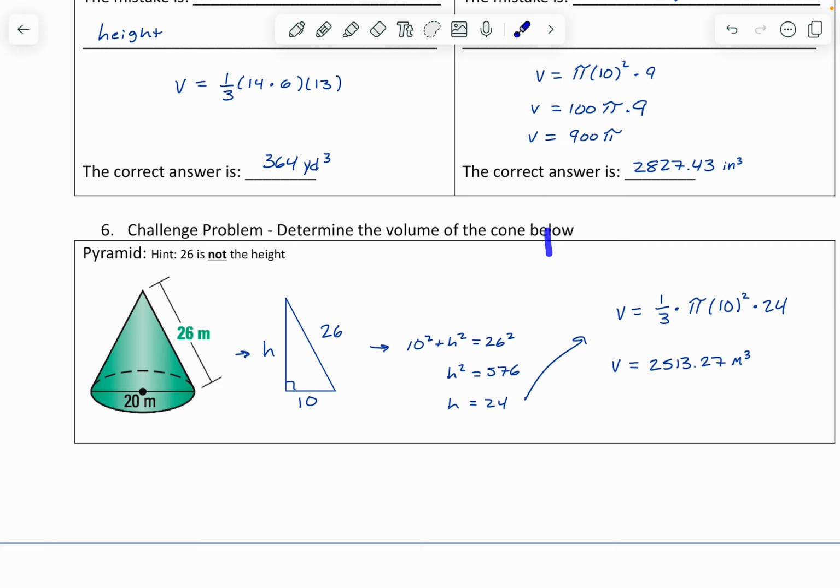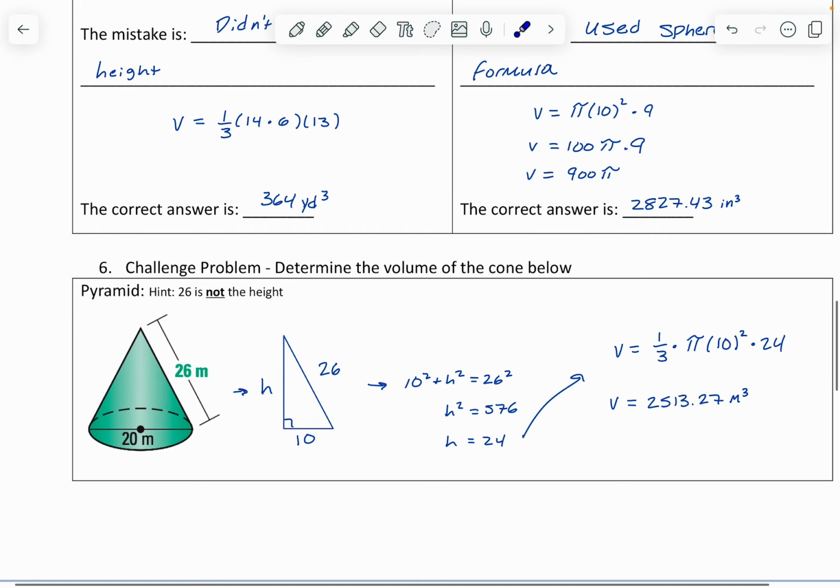Formula for a cone, 1/3 times pi r squared times height. If you use 26 as your height, you're going to get a different answer. Volume is 2,513.27 meters cubed.